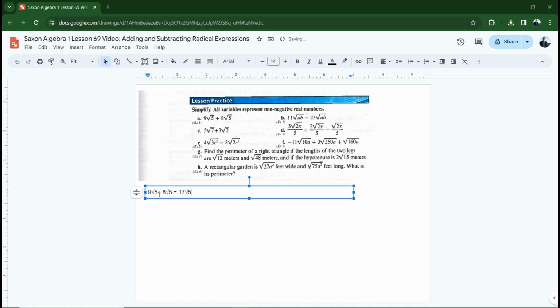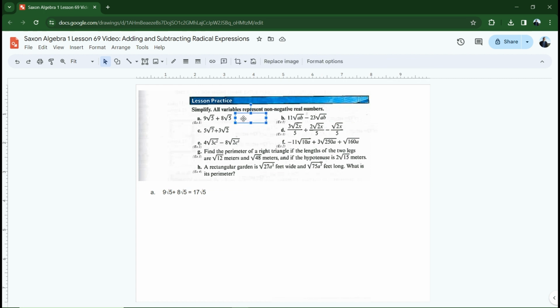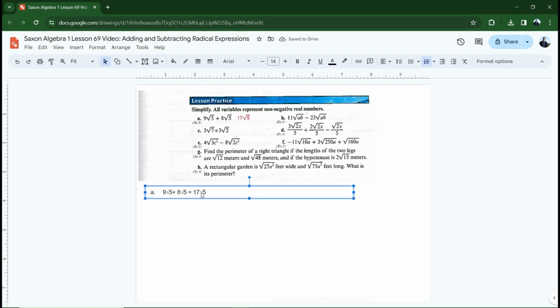And the way I conceptualize it is if I have 9 square roots of 5 plus 8 square roots of 5, and I'm just putting them in a big pile of all of my square roots of 5 that I have, how many square roots of 5 do I have in that pile? If I had 9 of them and I'm adding 8 of them, that gives me 17 of them, okay? Just like I would read 9 x's plus 8 x's, how many total x's do I have? 17 x's. That's how we're going to work these problems. So this one should be 17 times the square root of 5. Bingo! Let's move on to our next radical expression, letter B.